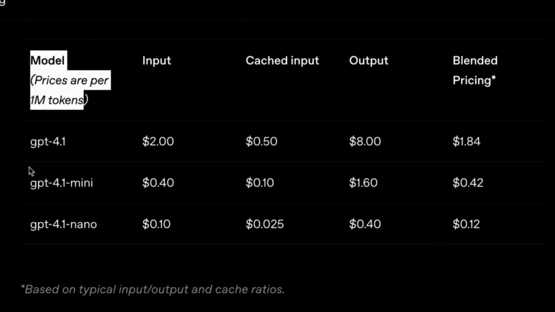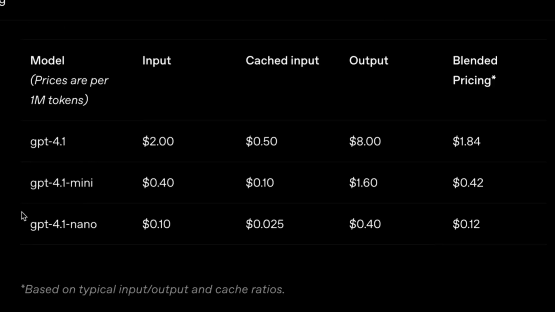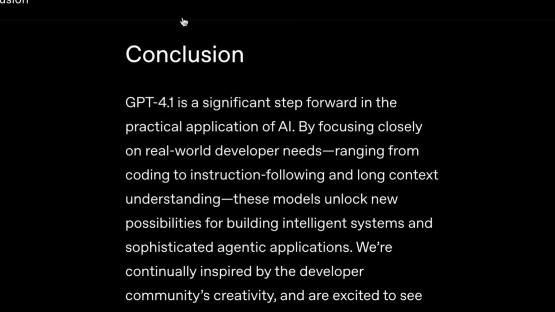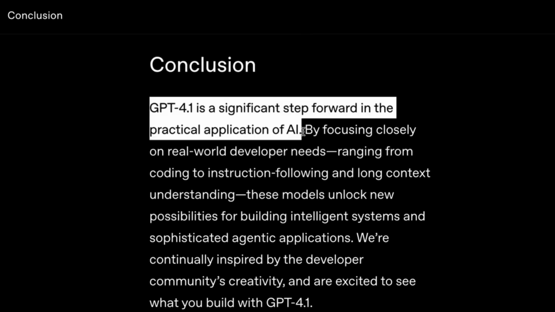All right, so in terms of models, you've got 4.1, 4.1 mini, and 4.1 nano, right? Nano is way cheaper versus 4.1 mini versus 4.1. The full model, like full power, is pretty expensive, but if you use the nano version, it's super cheap. And overall, we've given a nice little conclusion, which is GPT 4.1 is a significant step forward in the practical application of AI by following real-world developer needs, all right?